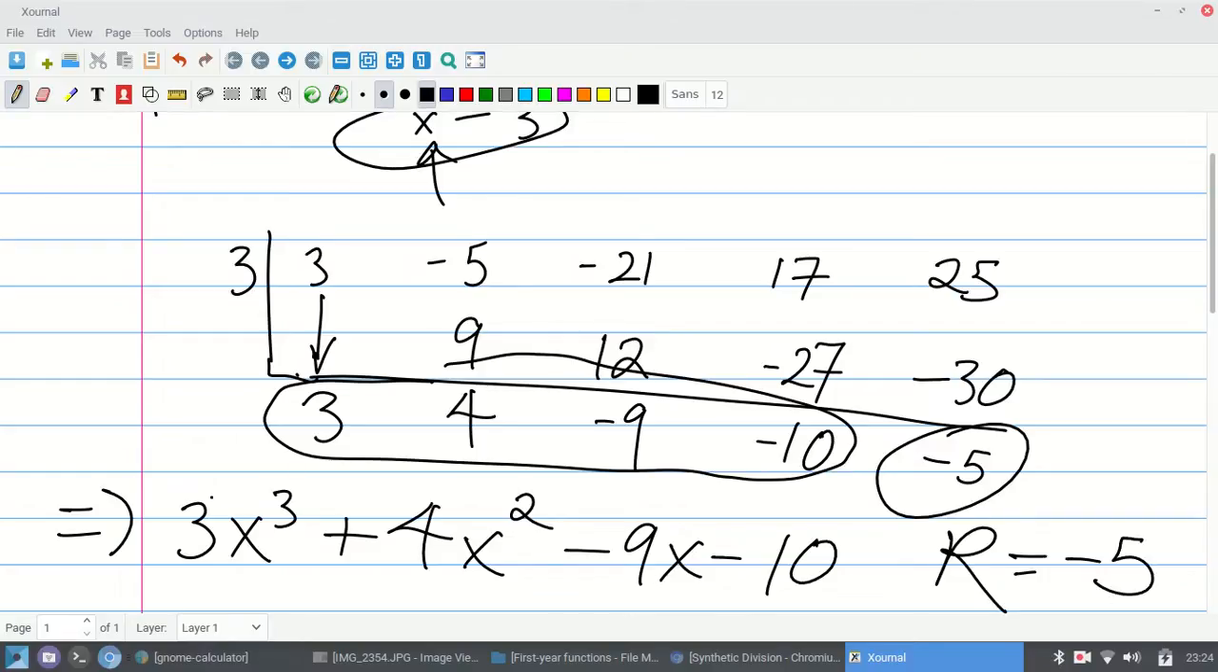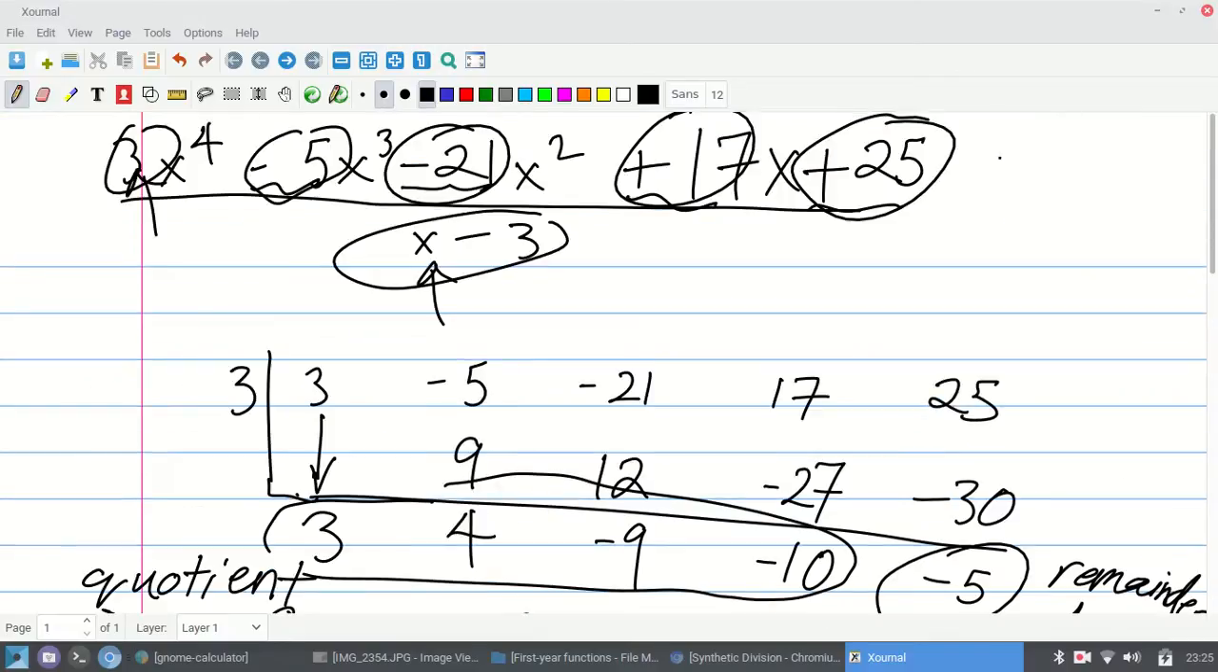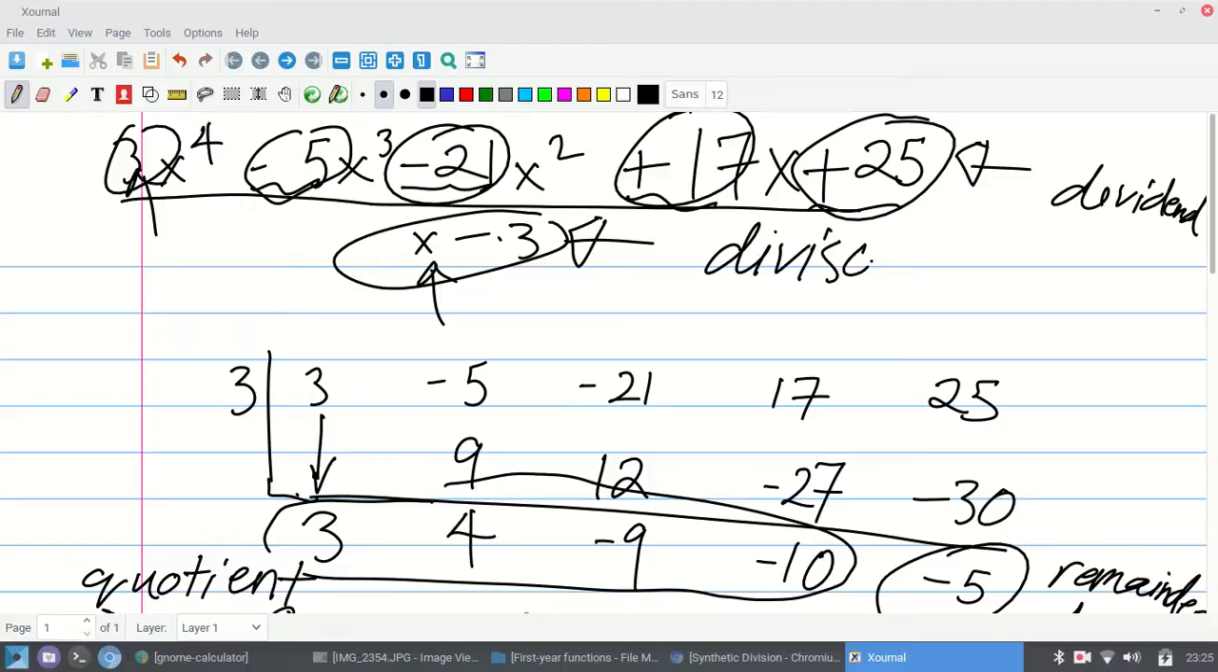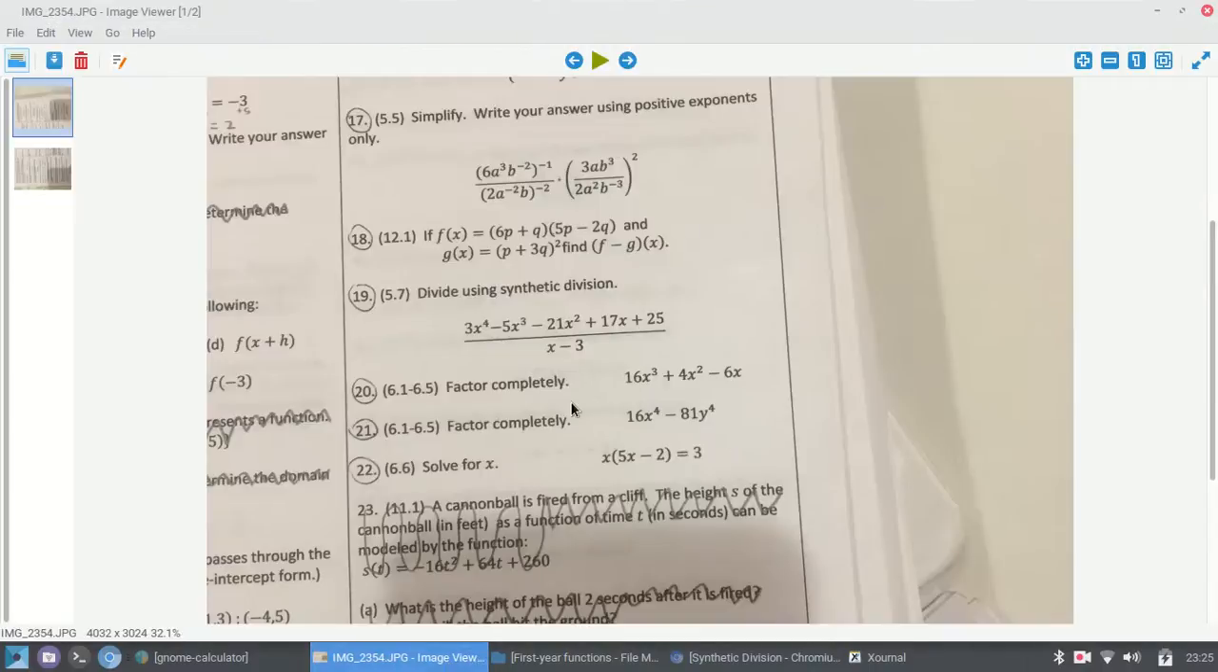Okay? This is the remainder. No, sorry. This is not the dividend. This is the quotient. I apologize for that. This is the quotient. This is the result of the division, right? This is the dividend. And this is the divisor. Yeah. So that's what I get for my result for the synthetic division.